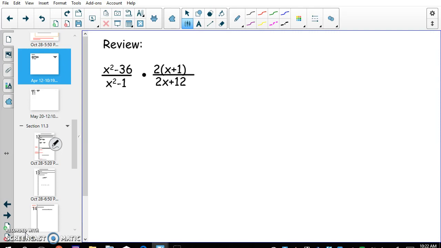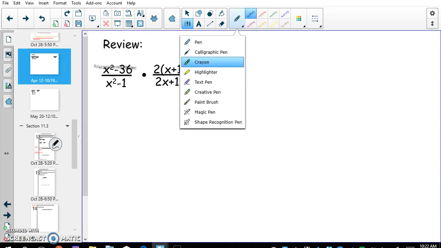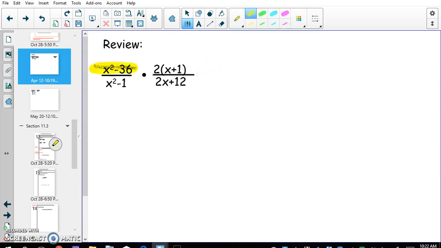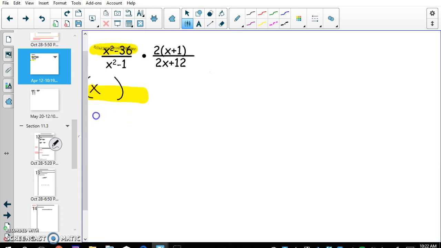So the very first thing I do, I look and I say, oh, it's multiplication, so I can just leave it. I don't have to flip anything over. But then as I look at it, I want to say, okay, is there anything I can factor? And the answer is yes. As I look right up on the top, I see that I can take x squared minus 36. That does simplify. So what does that simplify to? Well, what gives me x squared? And then what gives me negative 36 and adds to 0 in the middle? So that's x plus 6 and x minus 6.